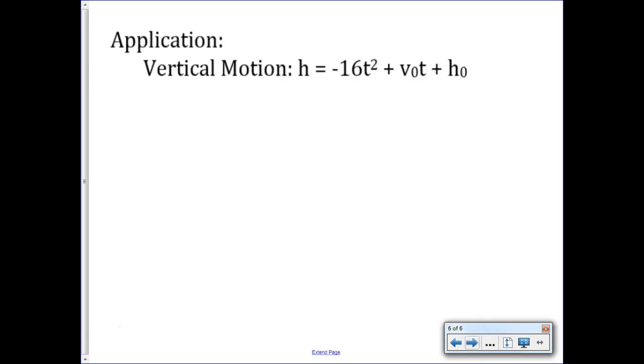One thing we will talk about is using vertical motion. We've talked about this a little bit, but the -16 is that gravity value, t squared, plus, this is new, that we have an initial velocity. So v sub 0 is initial velocity. So how we initially threw whatever it is we're doing. And then h sub 0 is the initial height.